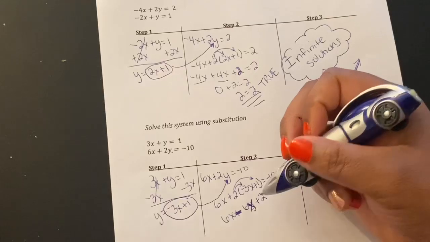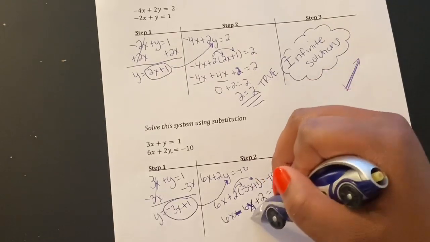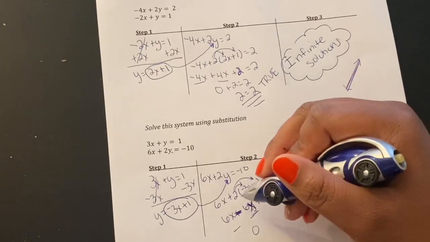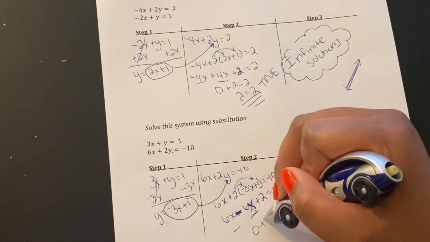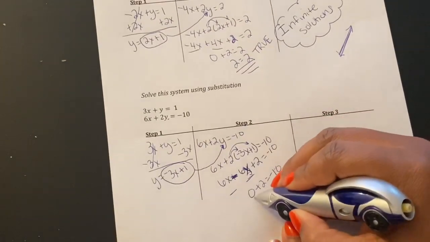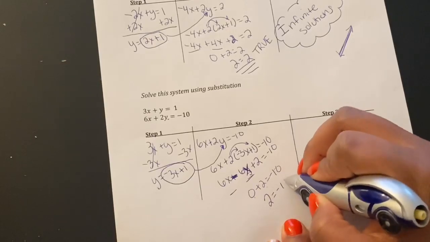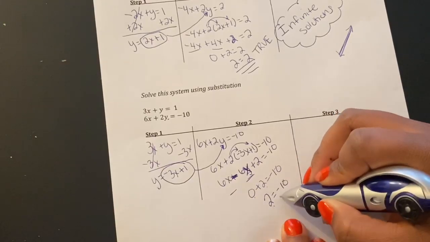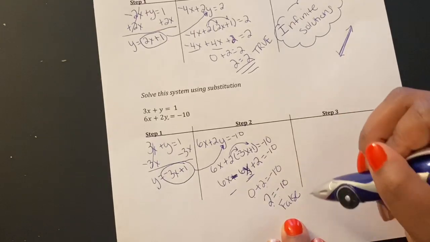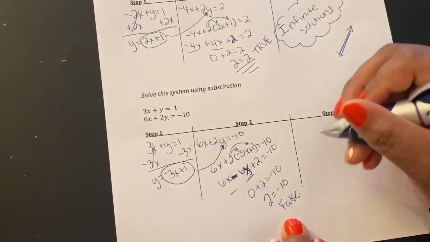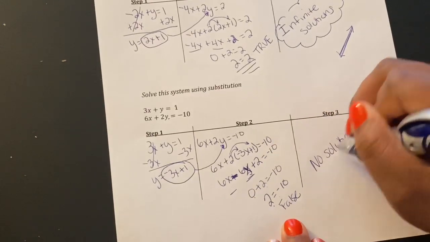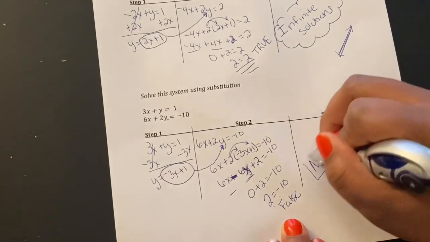Okay, so now if you see 6x minus 6x, when I combine my like terms, is 0, right? Plus 2 equals negative 10. Well, 0 plus 2 is 2 equals negative 10. This is a false statement. 2 does not equal negative 10. Therefore, because I got a false statement when I did my substitution, this means that there's no solutions. It means that the lines never intersect. They never overlap.